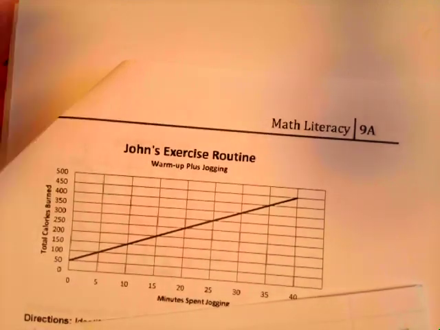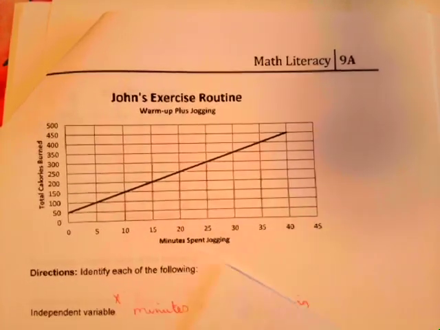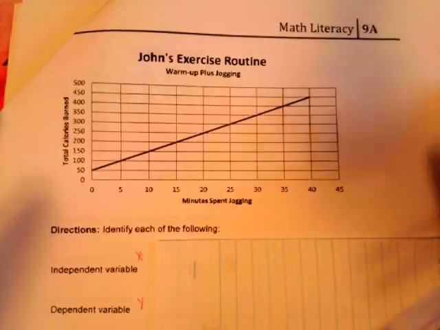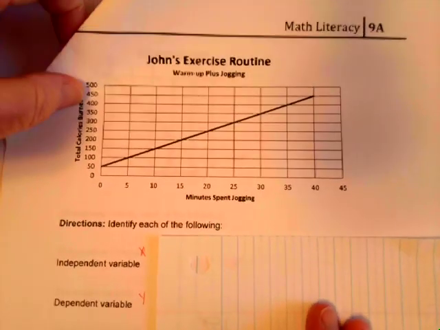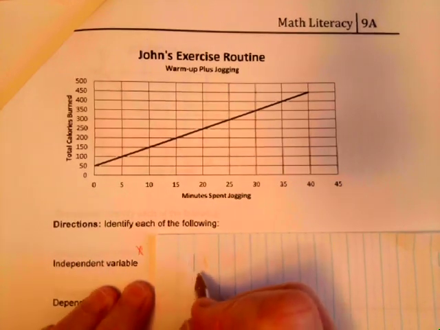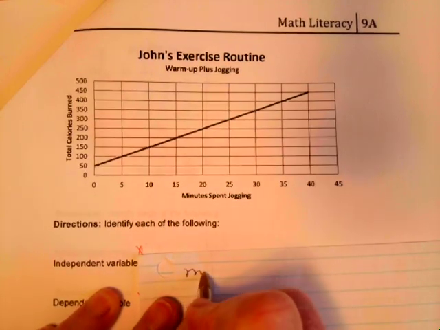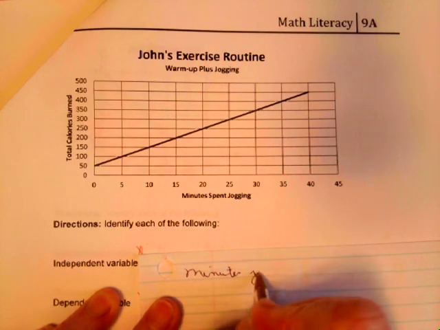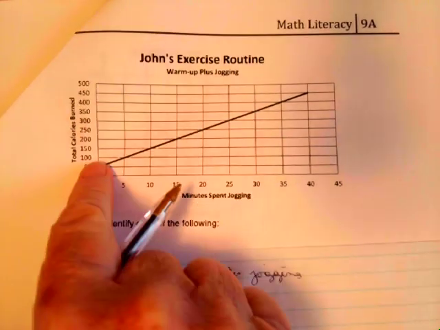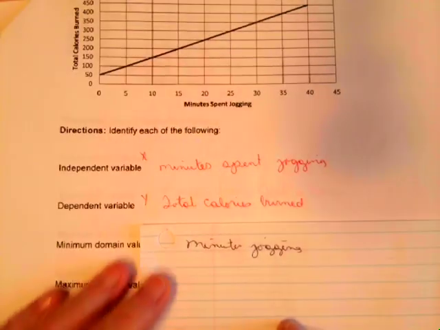We've got a graph to look at. It's John's exercise routine. Directions. Identify each of the following. They want me to tell them the independent variable. Well, the independent variable is always shown on the x-axis. So the independent variable is minutes jogged. So minutes jogging. Dependent, it's on the y. It's total calories burned. Dependent is total calories burned.